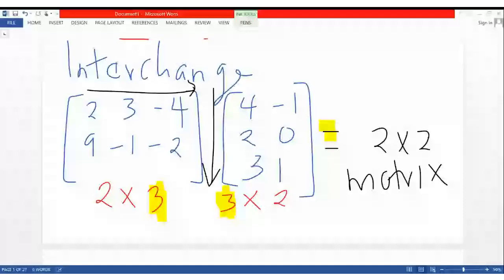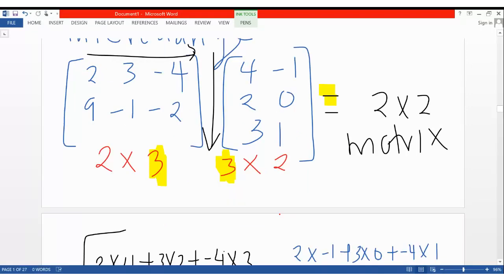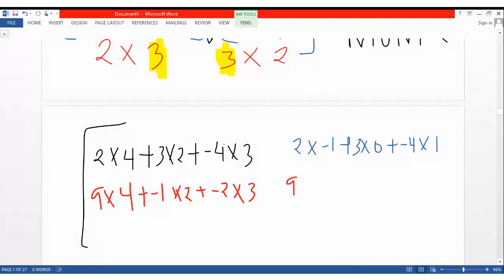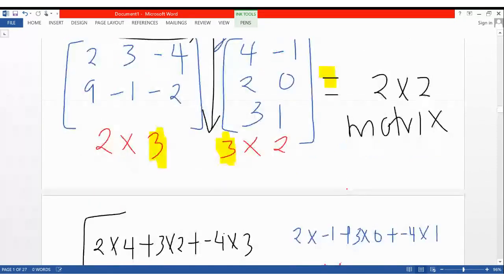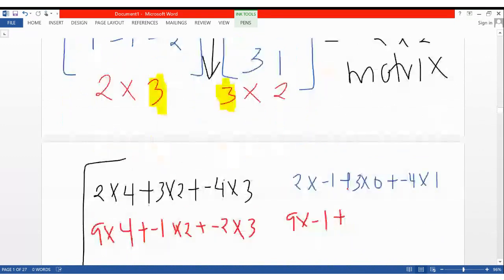And then I'll have now 9 times negative 1 plus. Again, remember I'm going row, column. And then negative 1 times 0. And finally, I'll have negative 2 times 1.